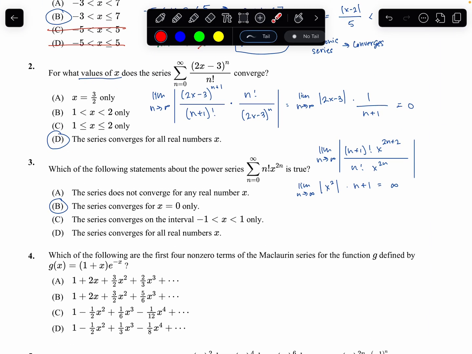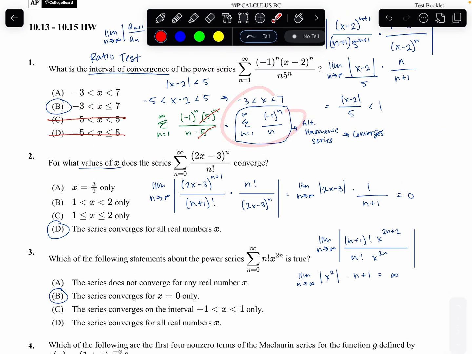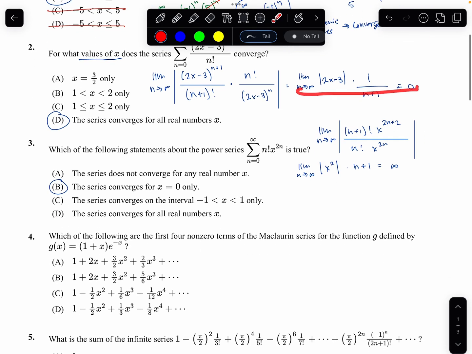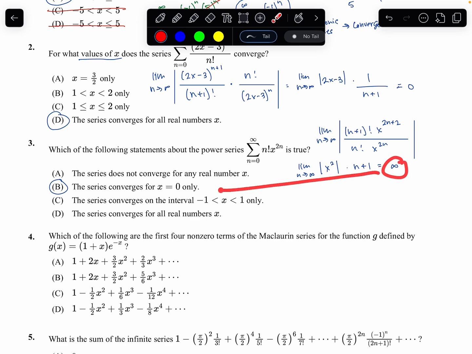So the three options are an interval. It's always going to converge for all x, and that's if the limit is 0. And then there's the case where if the limit is equal to infinity, then it only converges at the center. So remember those three cases.